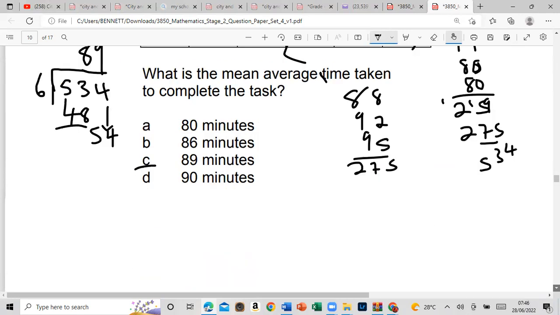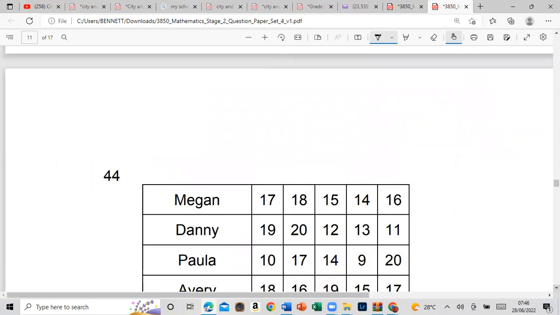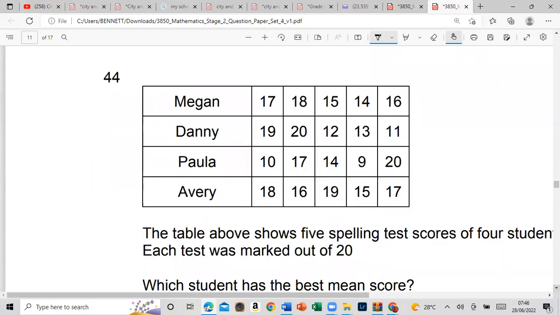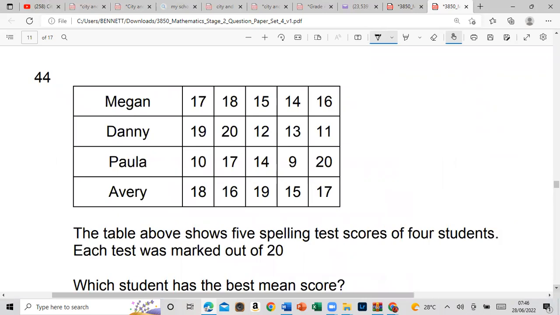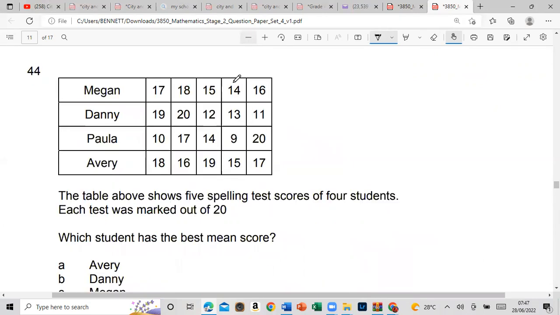All right, 44. The table shows 5 spelling test scores of 4 students. Each test was marked out of 20. Which student has the best mean score? Oh God, this is really, really annoying. That is hard.